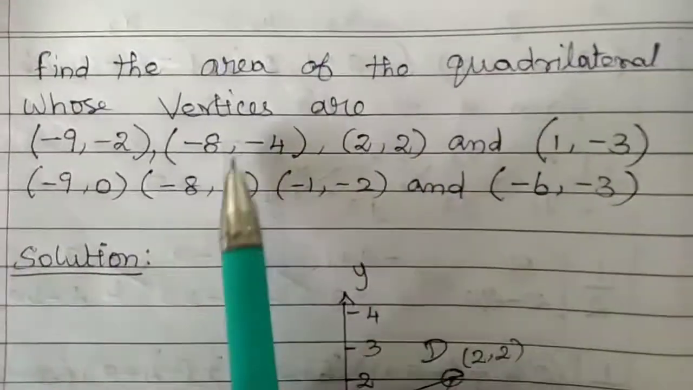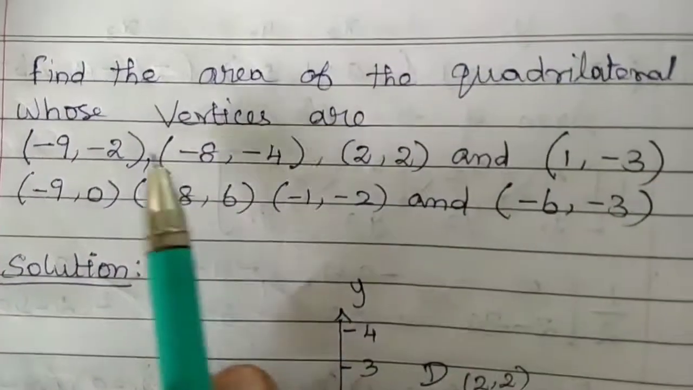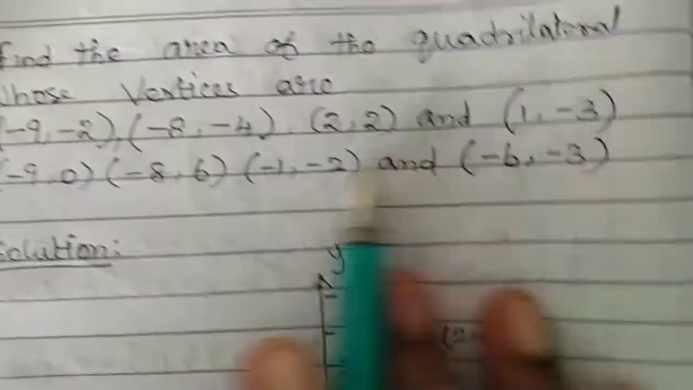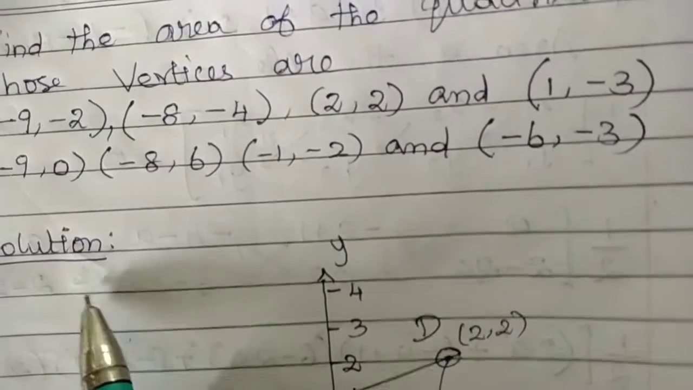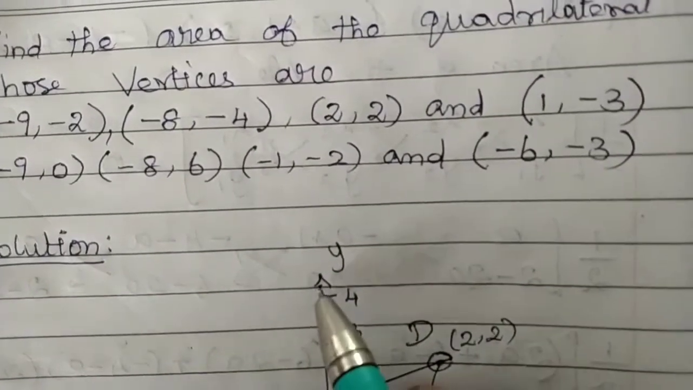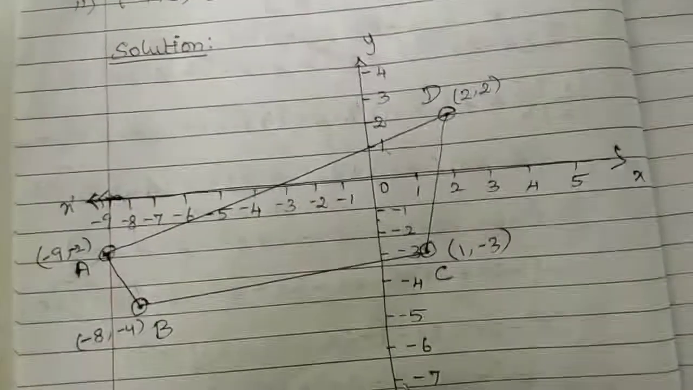Next, see the fifth sum. Find the area of the quadrilateral whose vertices are given. Two sums given. Solution. Area of the quadrilateral. We want to draw the graph.